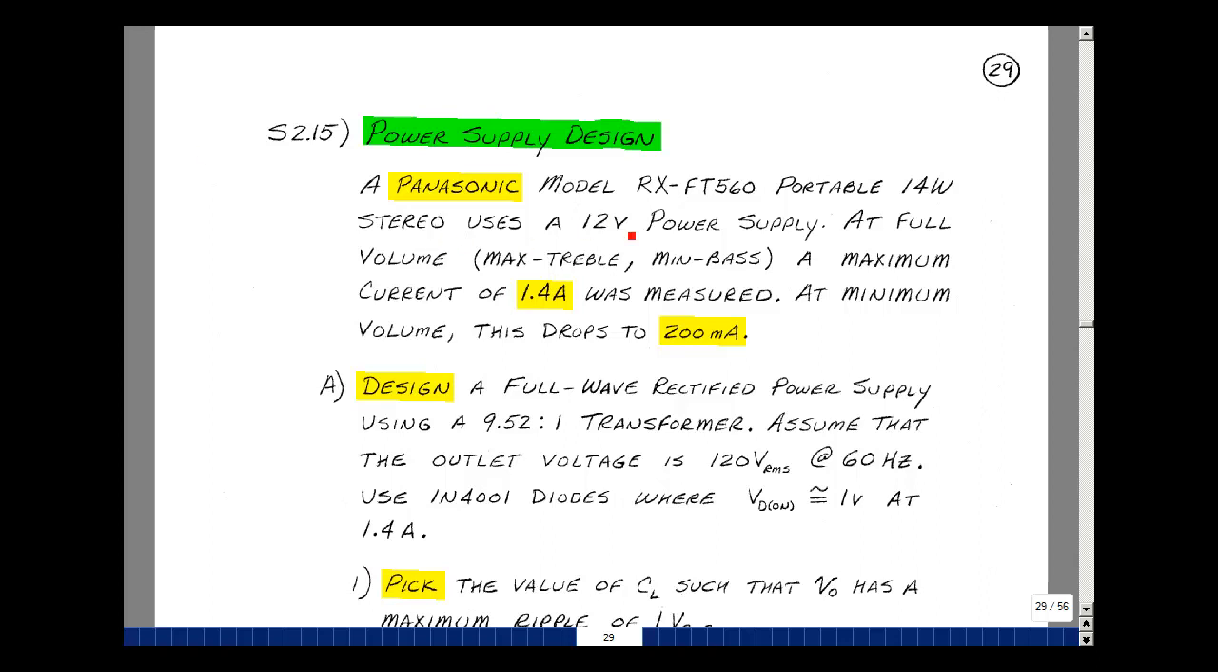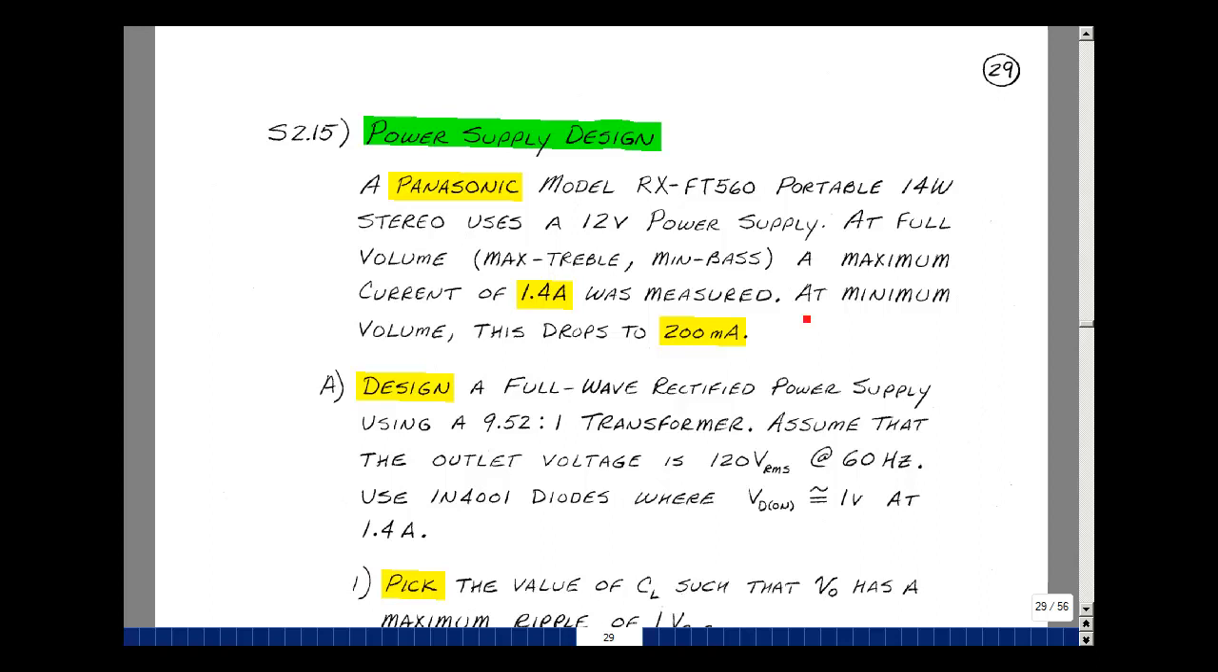A Panasonic Model RX-FT560 portable 14-watt stereo uses a 12-volt power supply with batteries. I removed the batteries from this stereo and hooked up a lab power supply and began to measure the current when I set the voltage to 12 volts.